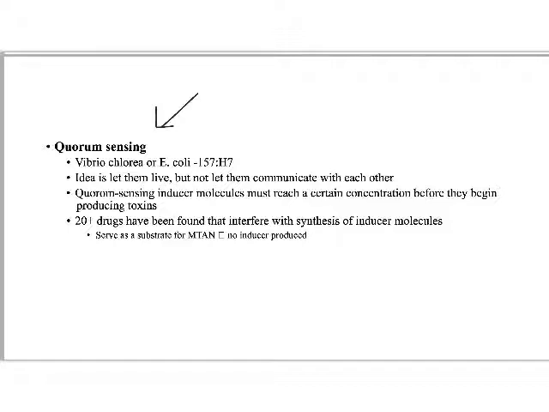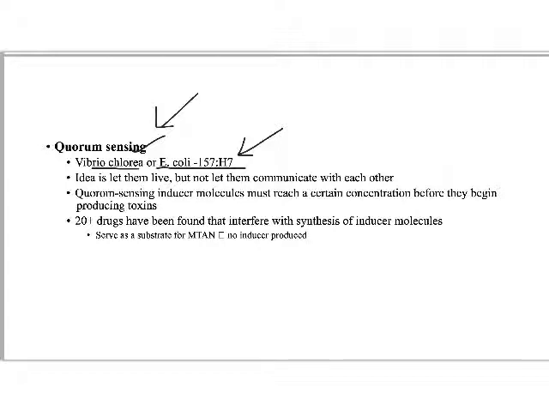So what happens is some bacteria, you have to have a certain number of them accumulated in order for them to start talking to each other enough to produce a toxin. Okay, so 2 examples of organisms. One is Vibrio cholera, which causes cholera, which is a really bad diarrhea. And then the other one is E. coli, and it's 157H7. So this is the E. coli and the strain of E. coli that causes bloody diarrhea, like the Jack-in-the-Box kind of diarrhea.